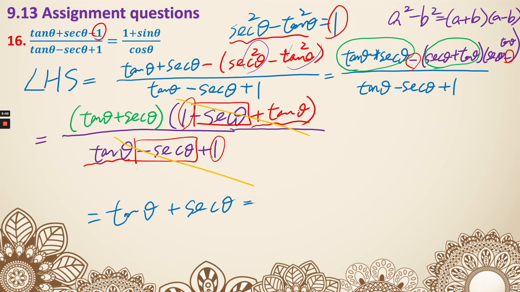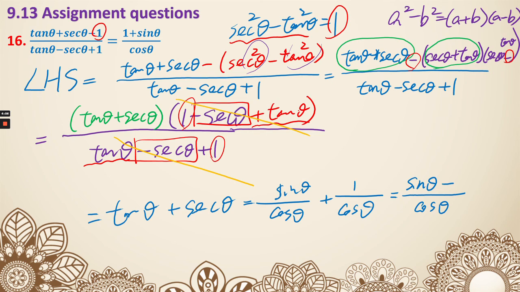I can keep rewriting. That is sine theta over cosine theta. Secant theta is 1 over cosine theta. They do have a common denominator, so I'm going to combine them. Cosine theta on the bottom, and the top is sine theta plus 1, which happens to be the right-hand side, and we got it. That is number 16.